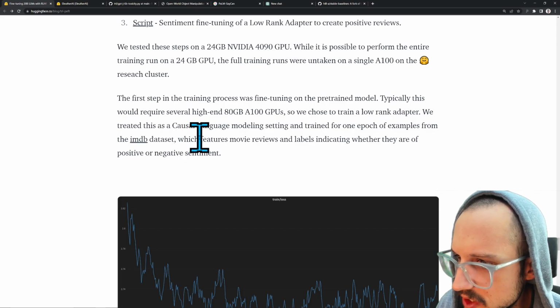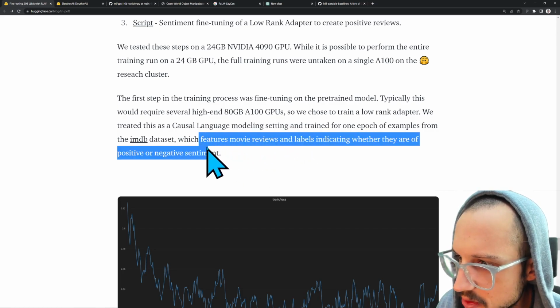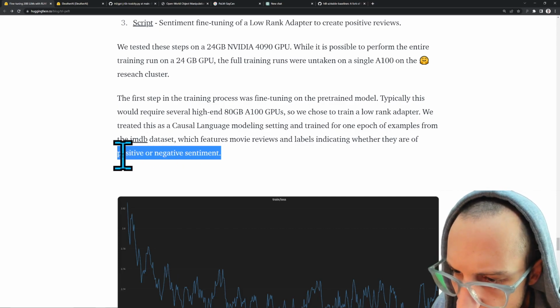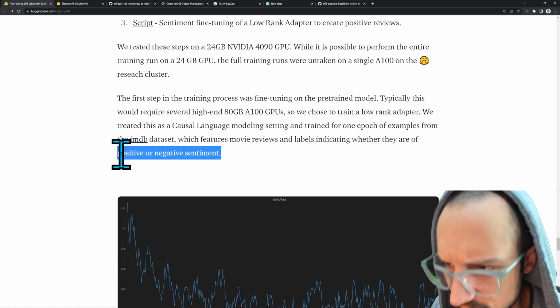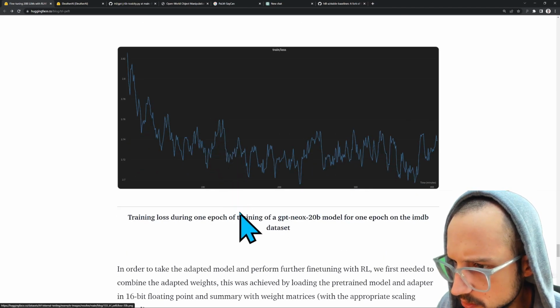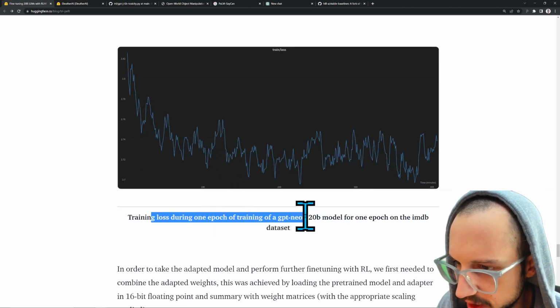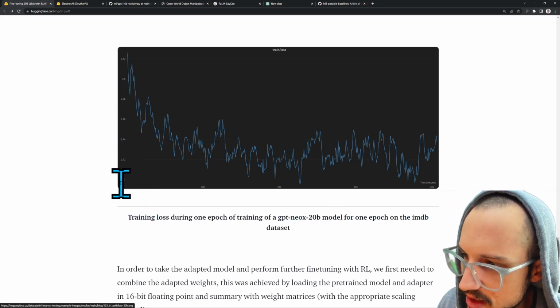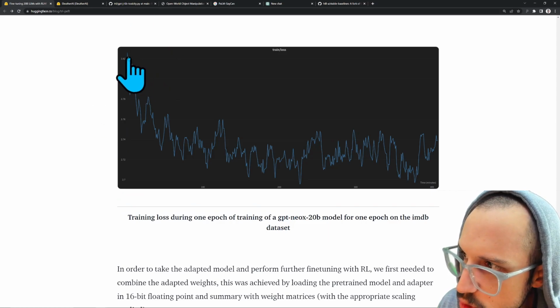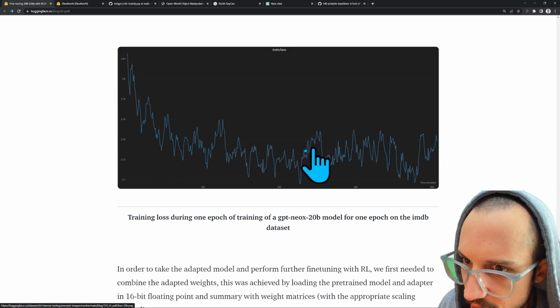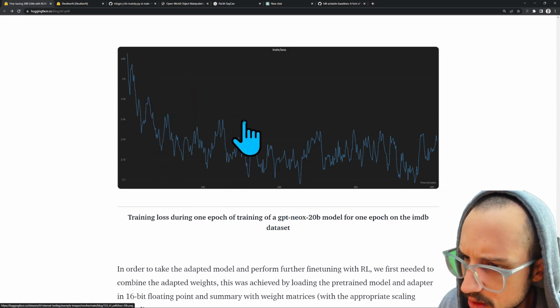And here we go. Features movie reviews and indicating whether they are positive or negative sentiment. So this is whether or not a blurb of text is positive or negative. Training loss during 1 epoch of training a GPT Neo X. Important to note here that the y-axis is kind of zoomed in. So you have 2.82 is the top, 2.7. So very small change in training loss here. It's very noisy too, which is interesting.